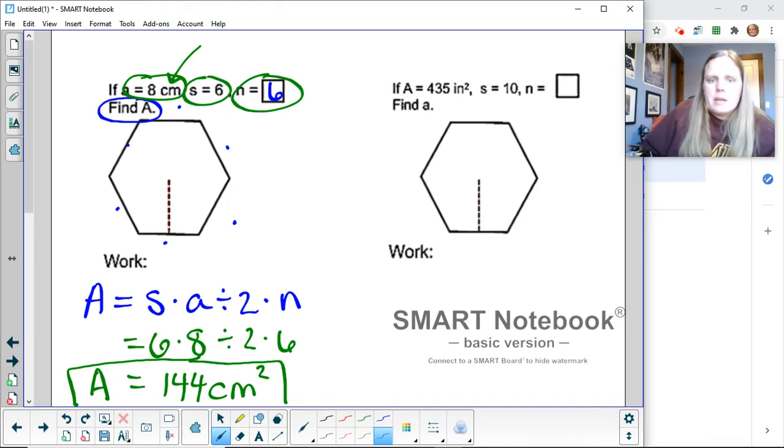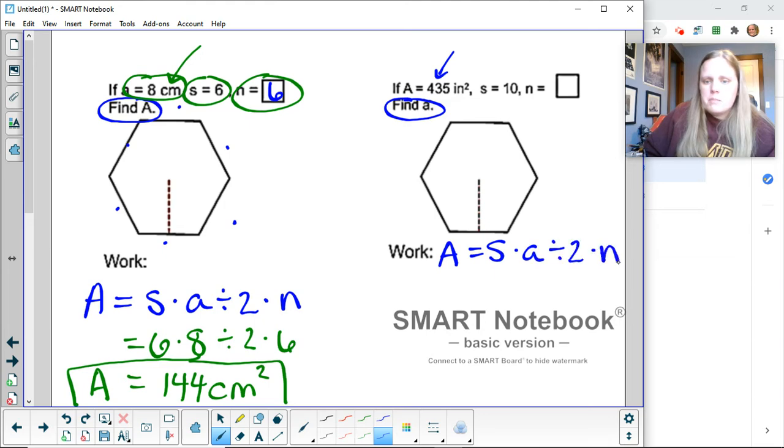All right, this example says find little a, and they give us the big A answer. So we actually have to work backwards, which is not as much fun because it involves a t-chart. So I'm still going to use that same formula, S times A divided by 2 times N. But then I'm going to plug in the 435 in for this capital A this time.